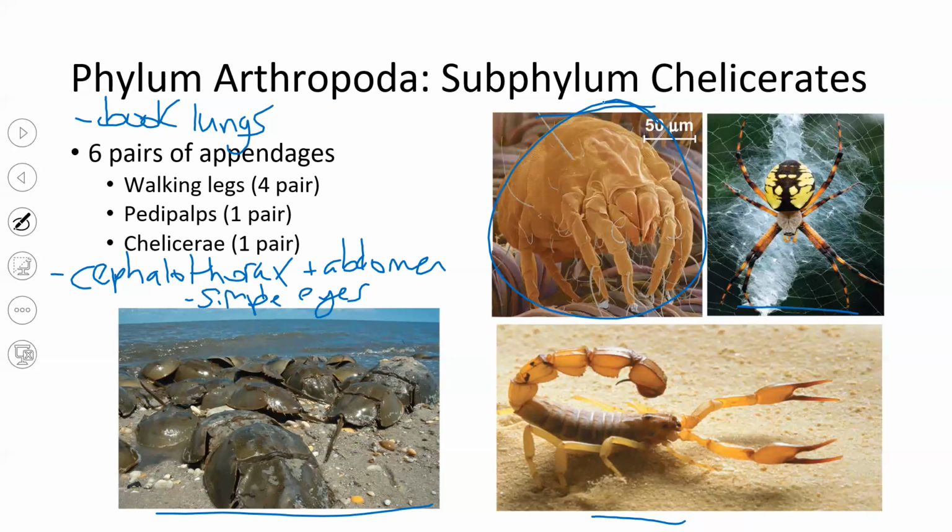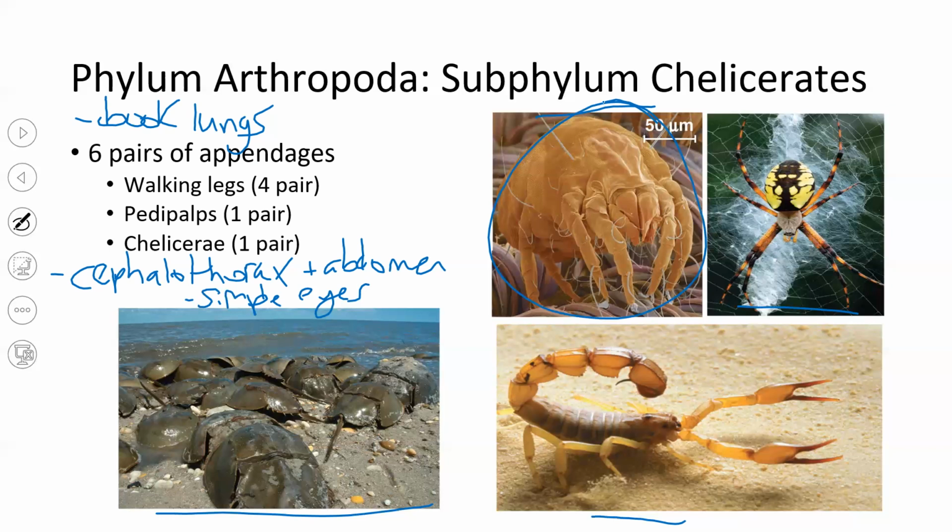Spiders, we talked about, have chelicerae that are fangs. If you've read Charlotte's Web or ever studied spiders at all, you know they wrap their prey up and then they inject poison into them with their fangs that helps to digest them, and then they suck up the liquid. Charlotte is vicious.